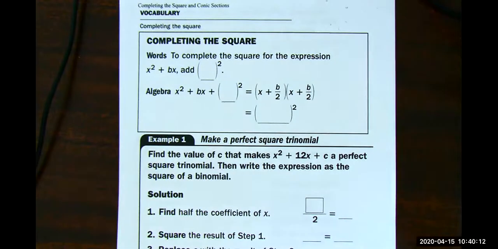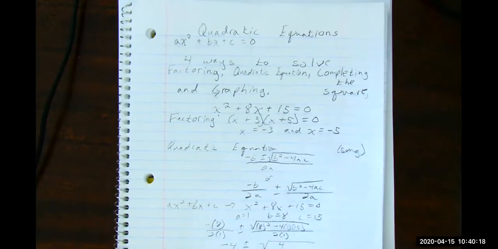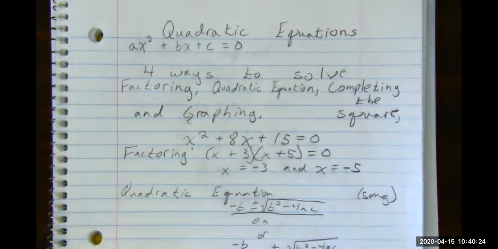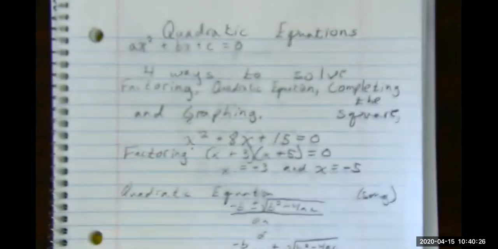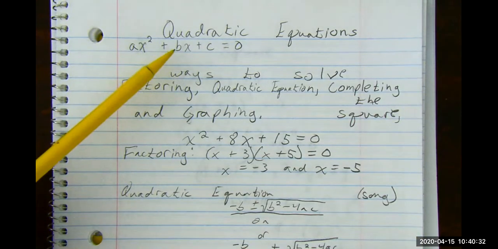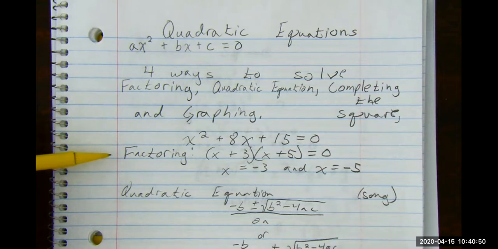So before we begin this, let's just make sure everyone's good with quadratic equations. Quadratic equations are of that form. A is the coefficient of x squared, B is the coefficient of x, and C is the constant term. They're always set equal to 0. There are 4 ways to solve: factoring, using the quadratic equation, completing the square, and graphing.